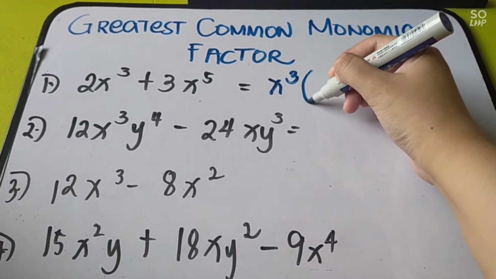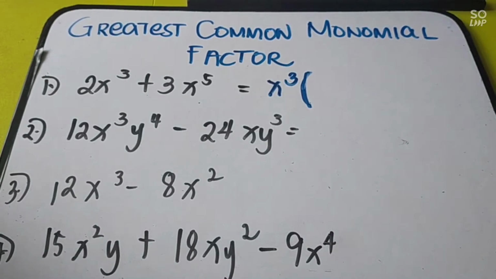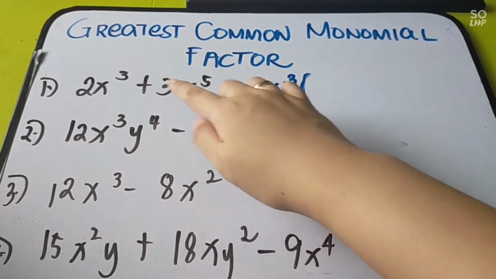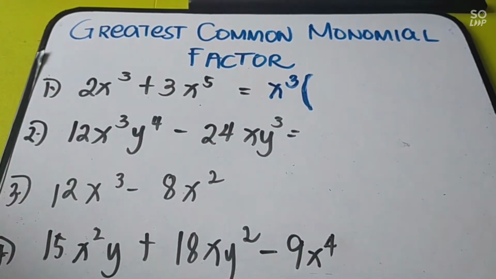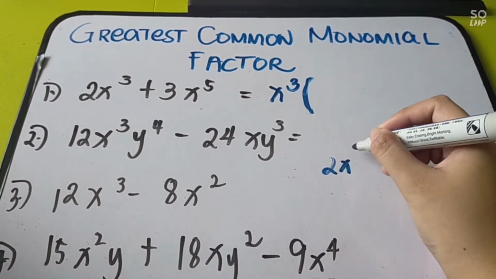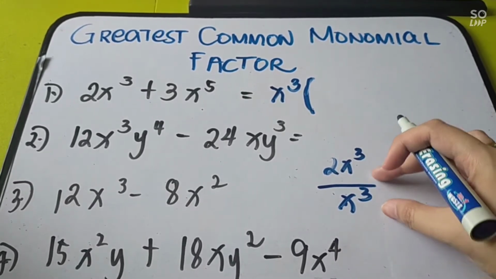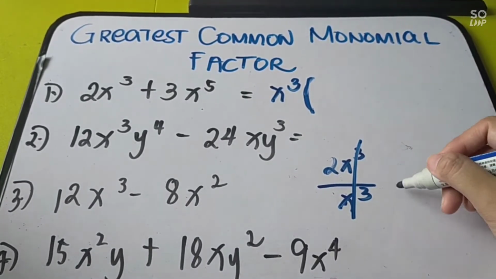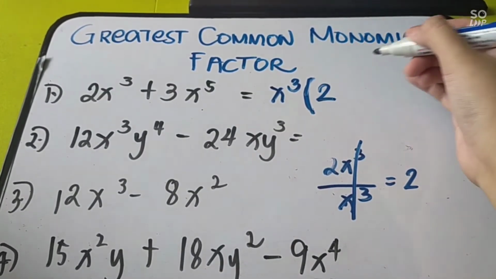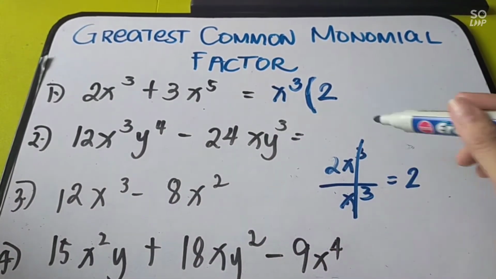Then, write ka lang ng open parenthesis. Okay? So, open parenthesis. Afterwards, we are going to divide. Magdi-divide tayo dito. Di-divide natin si 2x cubed kay x cubed. Alright? So, paano ka magdi-divide niyan? So, for us to divide, I have here 2x cubed. We are going to divide it by x cubed. As you can see, we have same number here. So, that is cancelled out na. Ang matitira na lang ay si 2. Alright? So, you will just write here 2. So, that's the term. If you are going to divide 2x cubed divided by x cubed, the answer is 2.